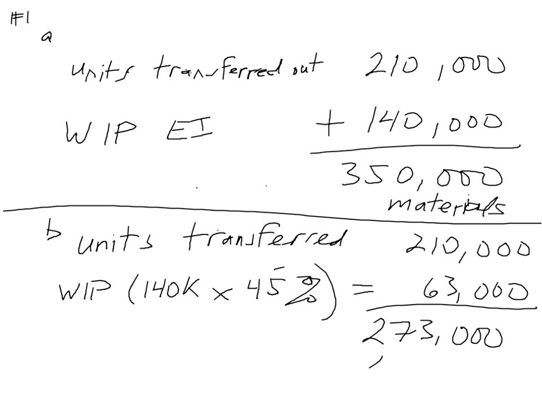All right, so again, you just take your units transferred out because you know that those are 100% complete. Then you look at your work in process ending inventory, multiply that by the percentage done, whether it's materials or conversion costs, add those two together, and then you get your final equivalent units for materials and for conversion costs.